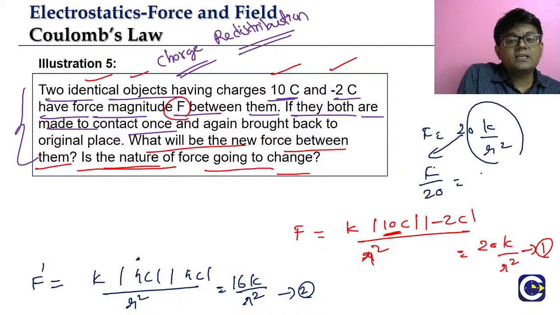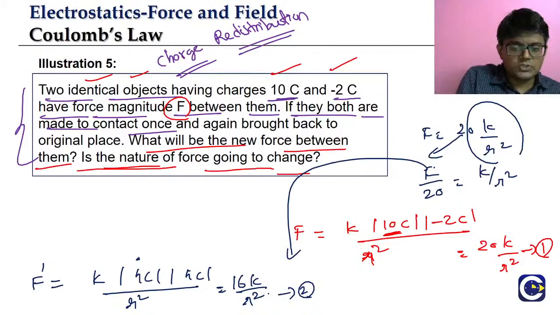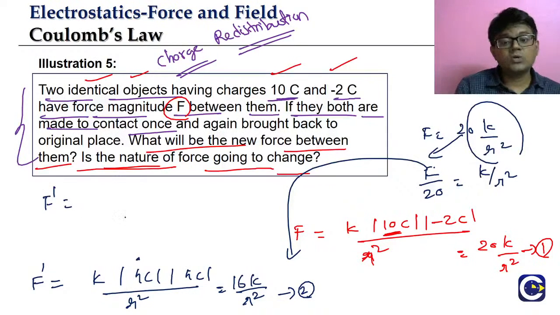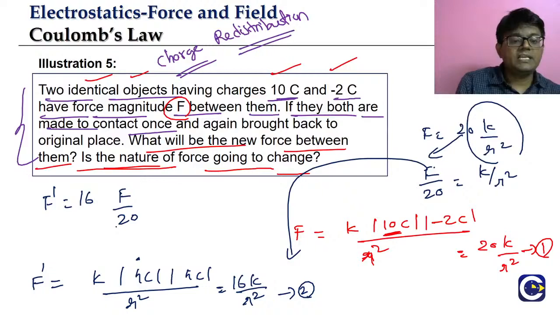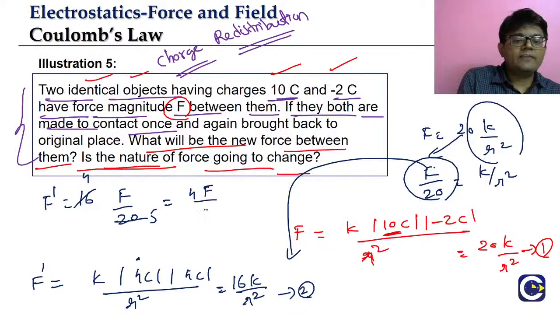So what is it? F by 20 is equal to k by r square. Now substitute that value of k by r square in the second expression. What is the second expression? F dash is equal to 16 into k by r square, right? But what is k by r square? It is F by 20. In place of k by r square, substitute F by 20. 4 4s are 16, 4 5s, so we get 4F by 5. That is the value of our F dash.